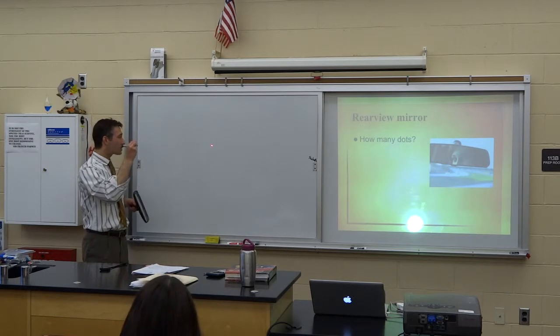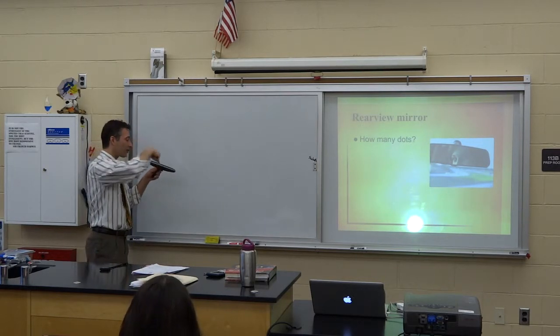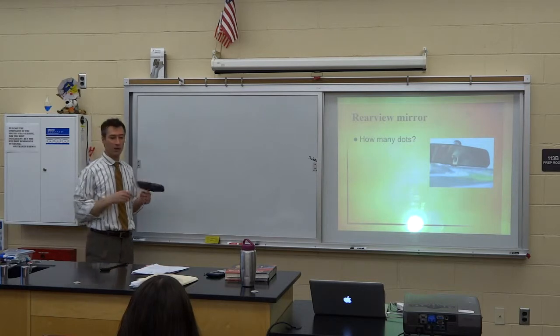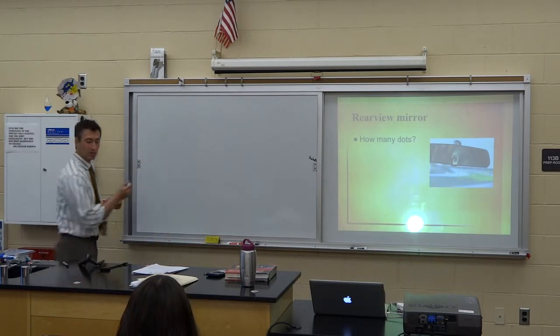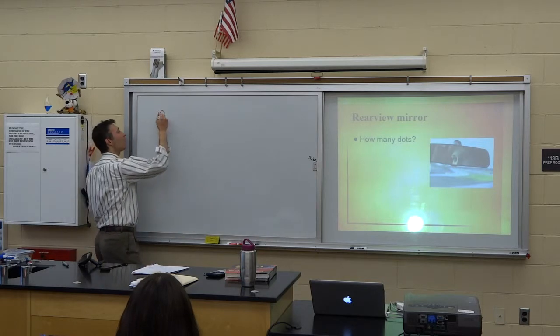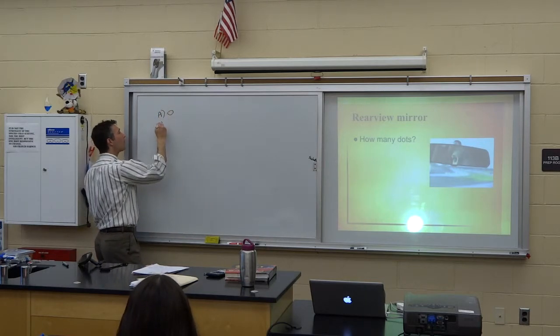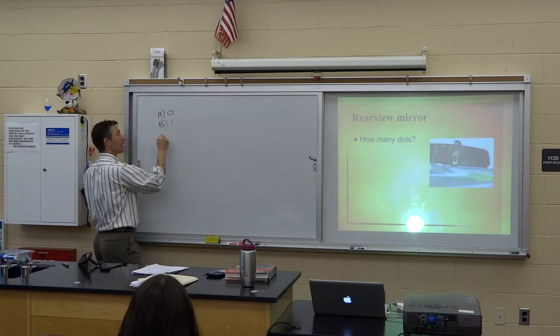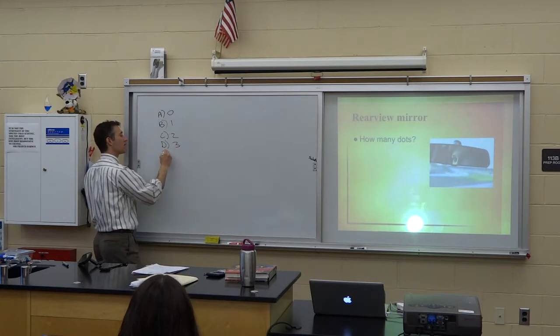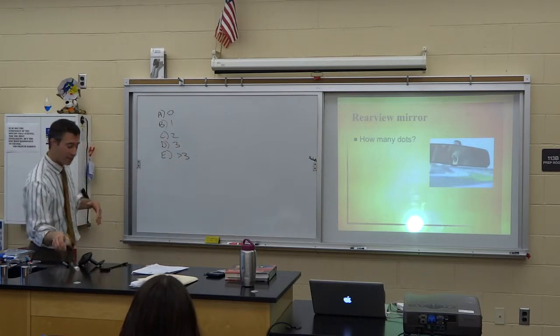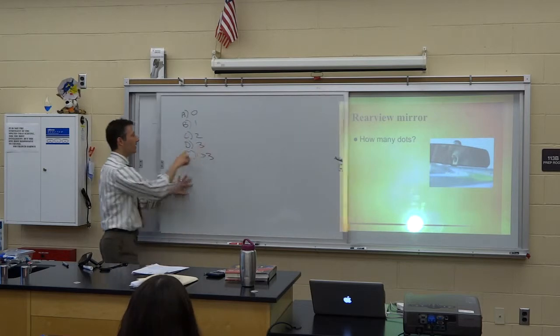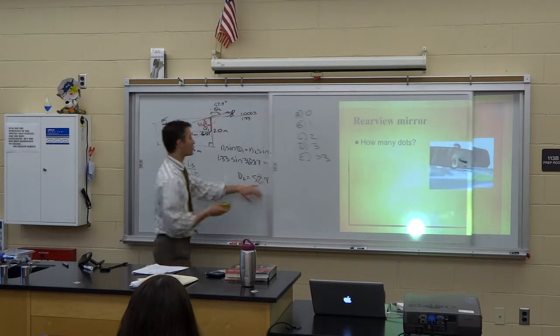How many dots should we see when I reflect it off of the plane mirror? Let's turn that into multiple choice. Choice A would be we won't see any dots at all. B would be we see one dot. C is 2 dots. D is 3 dots, and E is greater than 3 dots. All right, so take 15 seconds as I erase the other boards and be ready to raise your hand for one of those 5 answers.